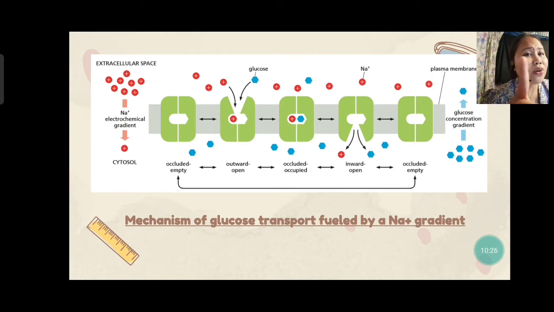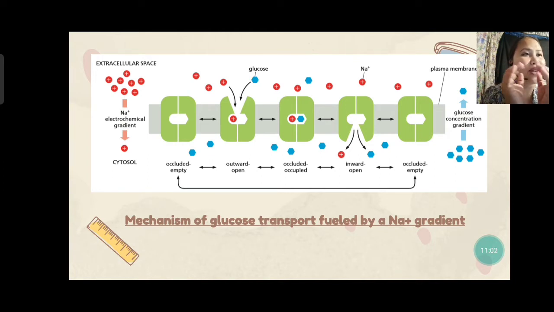So from occluded empty, wala siya sa middle, to the outward open. Then the sodium ion enters the center to the occluded occupied. So from the occluded empty to the occluded occupied, then to the inward open. So pag inward open, na-transport ang iyahang mga sodium ions and the glucose.